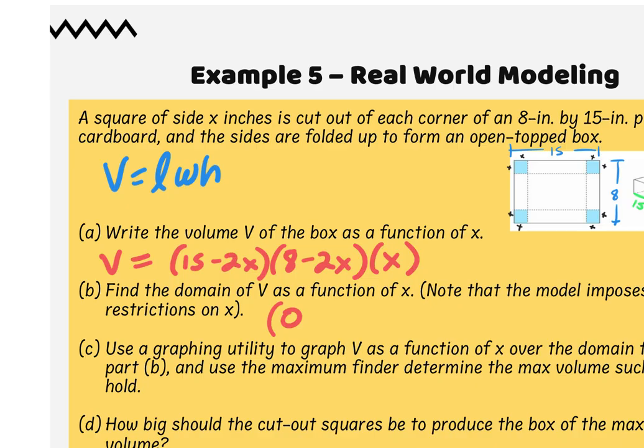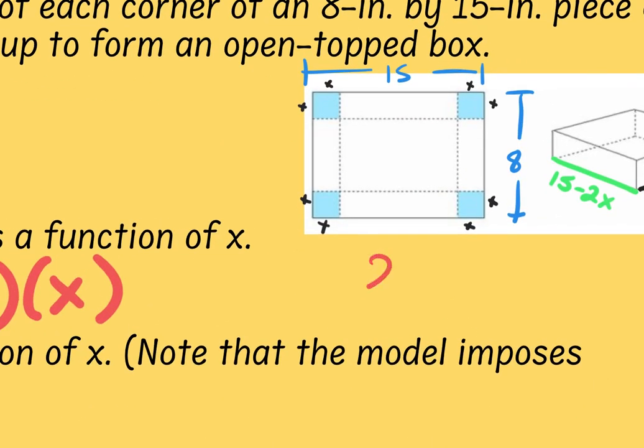Close. 4. These two cannot equal 8, right? Because then you'd have no side. Does that make sense? So the sum of these two or these two have to be less than my whole side. So I would say x plus x, or 2x, has to be less than 8. Or there would be no leftover side to make the box with, right? Which means x has to be less than 4 on that side.